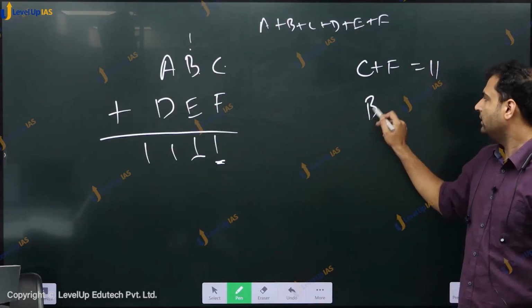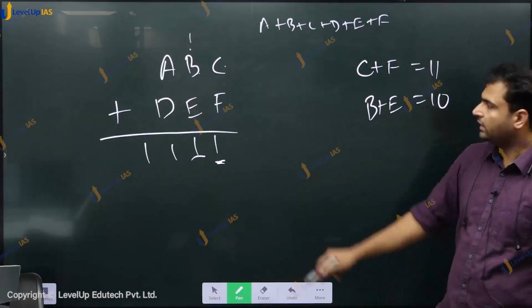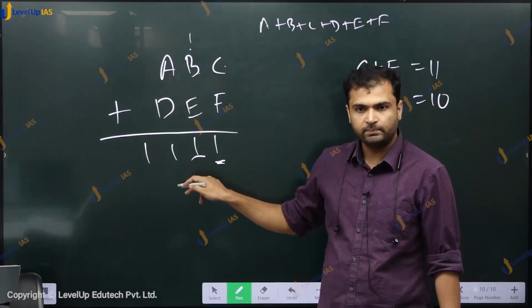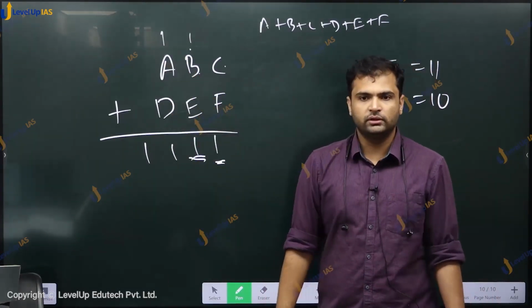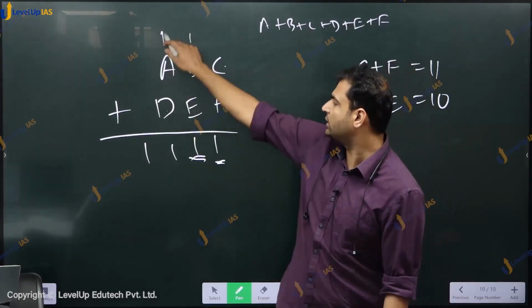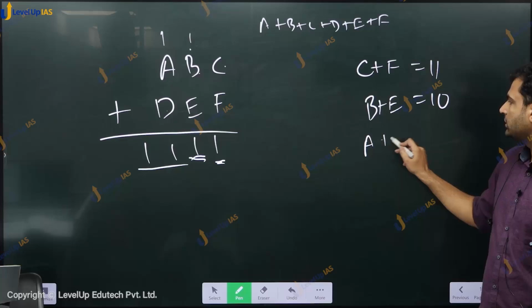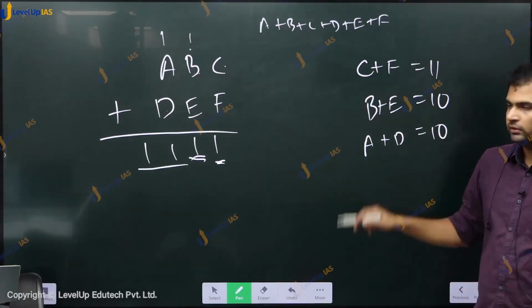So b plus e, what is it? b plus e is equal to 10. Then b plus e plus 1 is 11. Okay? And again one here and 1 is carried forward. Same rule. a plus d plus 1 is 11. So a plus d, what is it? a plus d is 10. This is what we have.